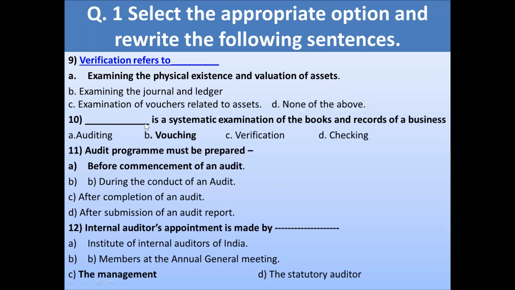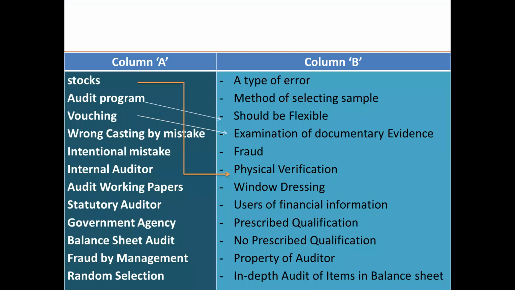Next question, you also see that dash is a systematic examination of the books and records of the business. So vouching is the right answer. 11th number question is the audit program must be prepared dash. So it is before the commencement of an audit. This is the right answer. Next, the internal auditor's appointment is made by dash. So internal auditor's appointment is made by the management all the times. Okay. So these are some of the MCQ type questions you can see.